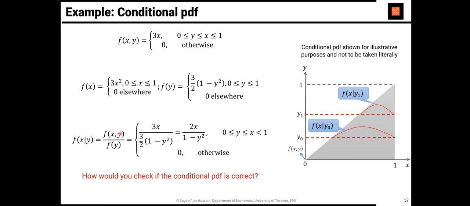Simple. By Bayes' rule, take the joint density divided by the marginal density of y. So take the joint density of x and y, 3x, and divide by the marginal density of y, which is 3/2 times (1 minus y squared). So 2x over (1 minus y squared) is the equation of this graph right here, but that's only valid from this value of x, which of course is equal to y, all the way to 1.